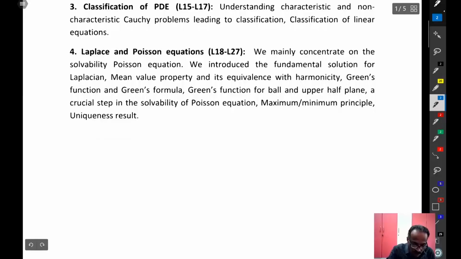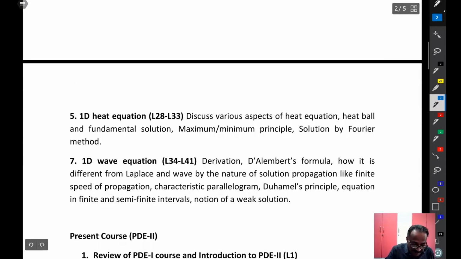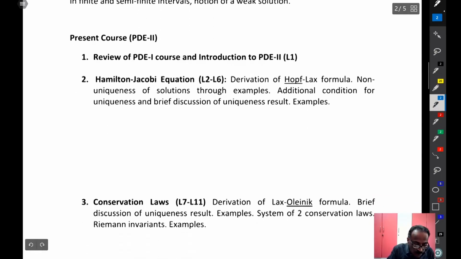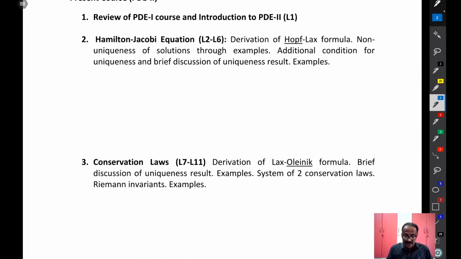So let's now go to what we are going to do in this course. As I said, the first lecture is a review of the earlier course and also an introduction to this one, and we will do it in this half-hour lecture. And then we are going to discuss two important first order equations. Both these equations are first order equations.